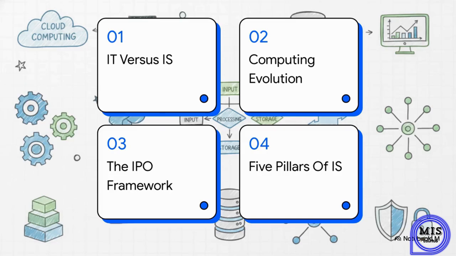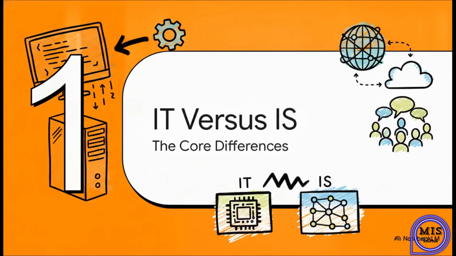Here is the quick rundown for today's explainer. First, IT versus IS. Second, the computing evolution. Third, the IPO framework. And fourth, the 5 pillars of IS. All right, section 1, IT versus IS.